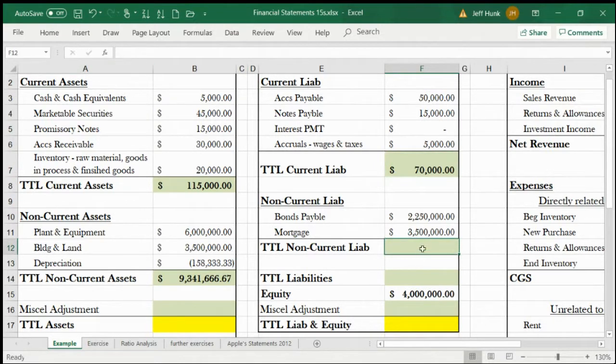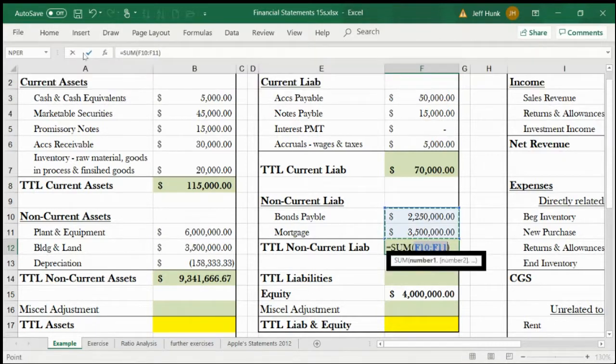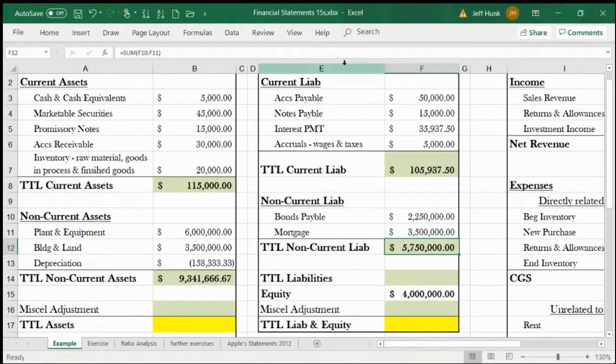So now we use auto sum and we get that. Then it automatically populates because the formula was already filled in there, right? That formula, oops, that wasn't it, this one, right? Now, then total liability is what?